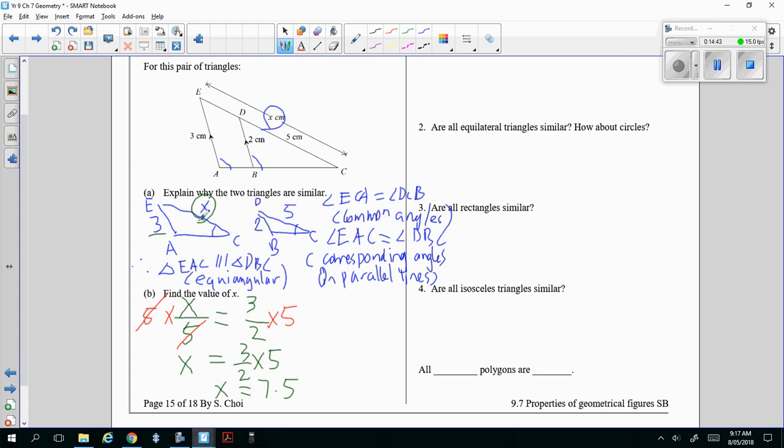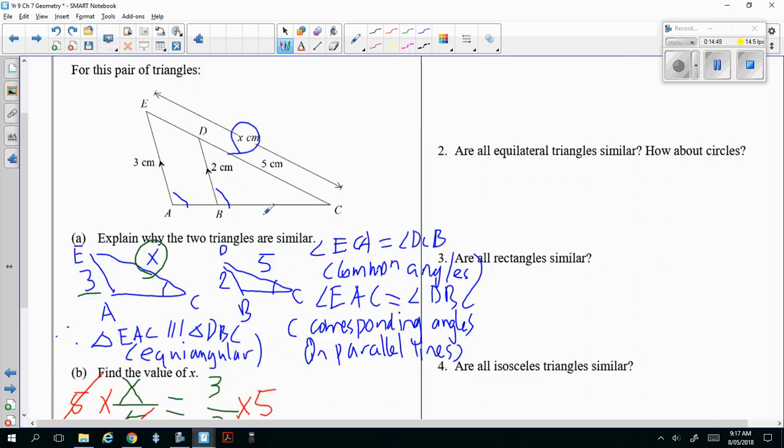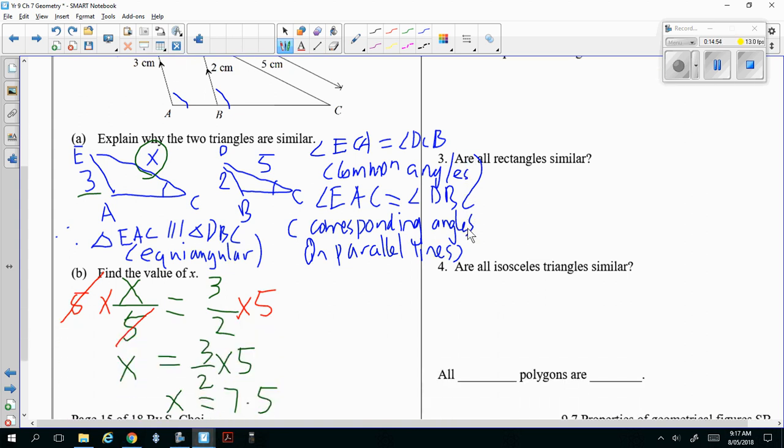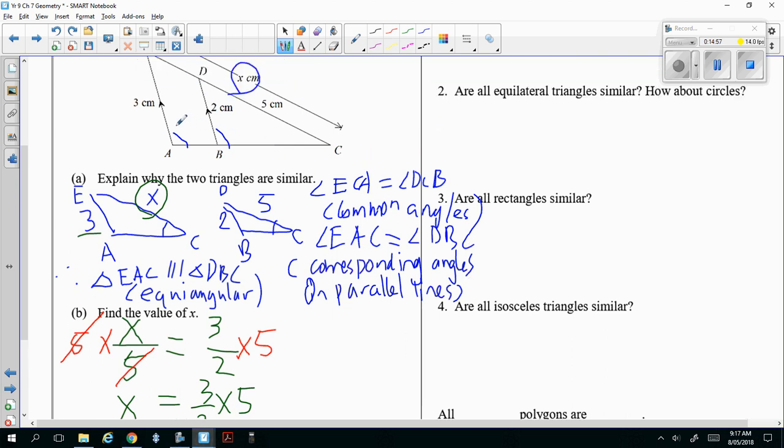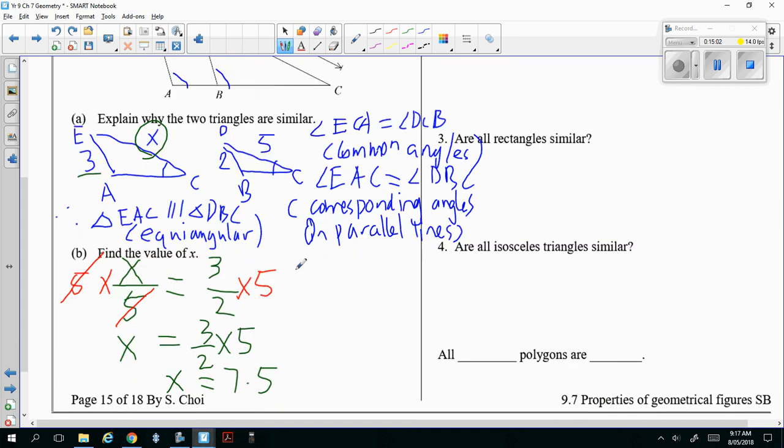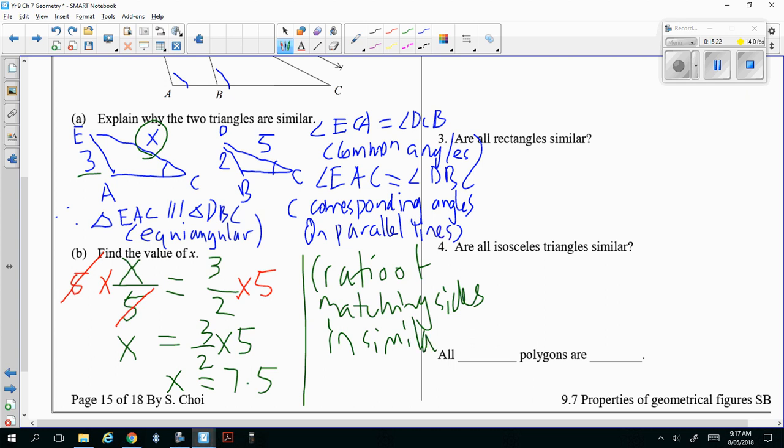That's the scale factor method, which I think is a bit longer. Yeah, you can just, that's right. So 3 over 2 is 1.5 and times by 5, which is the same thing. So you don't have to do separate lines of working. So you have to give a reason: ratio of matching sides in similar triangles.